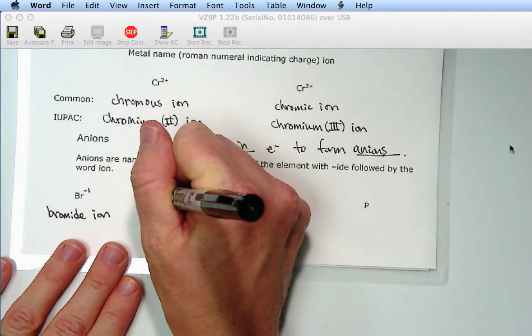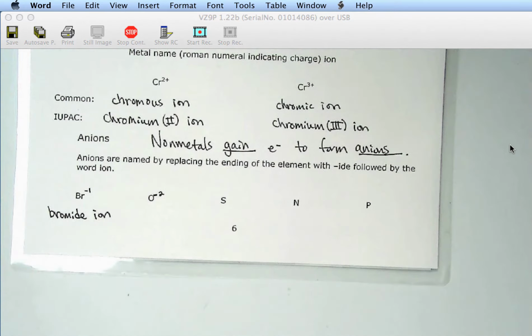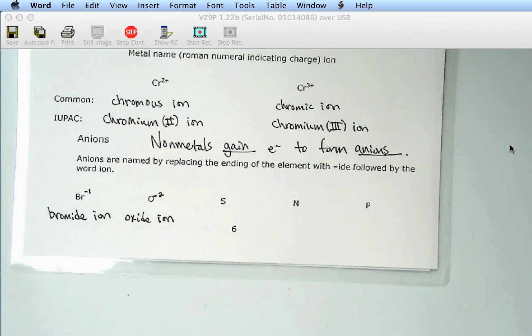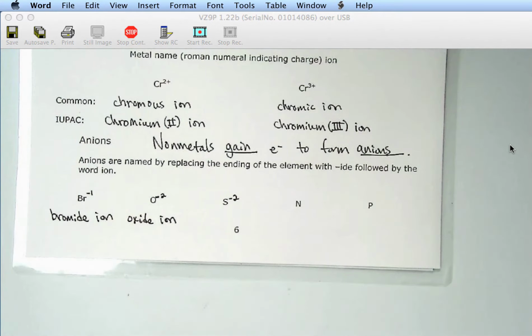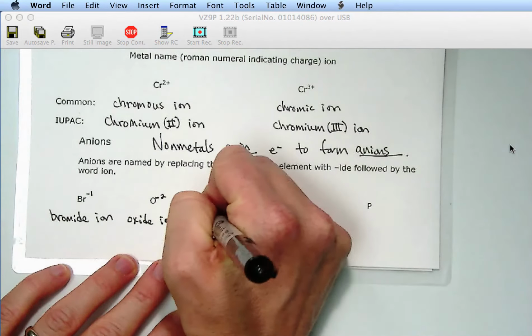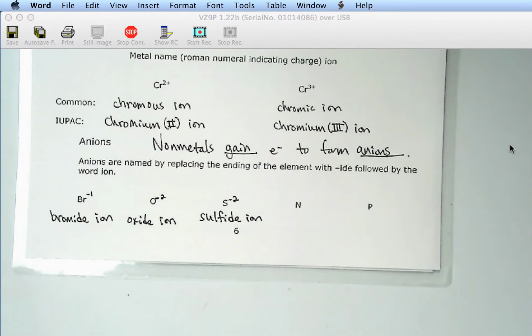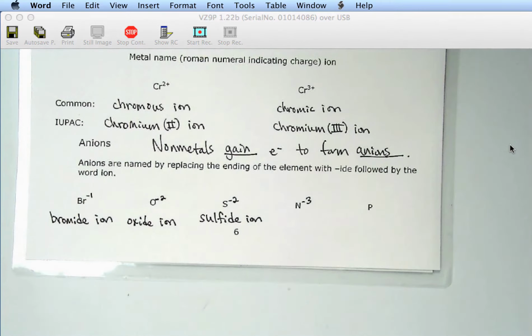Oxygen, when it forms an ion, is -2. So that's not going to be oxygen ion, it's going to be oxide ion. Sulfur forms the -2 as well. That's not going to be sulfur ion, it's going to be sulfide ion. Nitrogen, -3. It's not going to be nitrogen ion, it's going to be nitride ion.